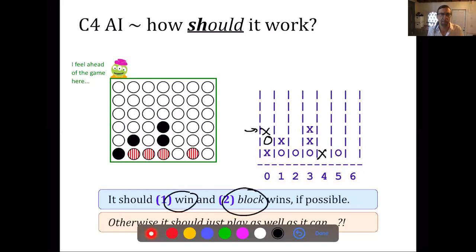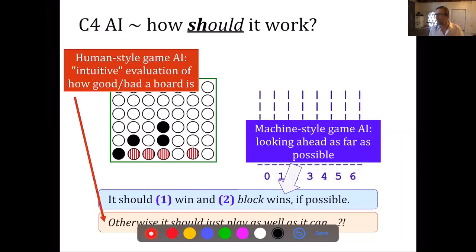But humans play with some kind of intuition. They have some sort of intuitive style of playing where they might get a feel for what one move is better than another. And we're not going to be programming the computer to play with any sort of feel, right? The computer's just going to do something stupid.